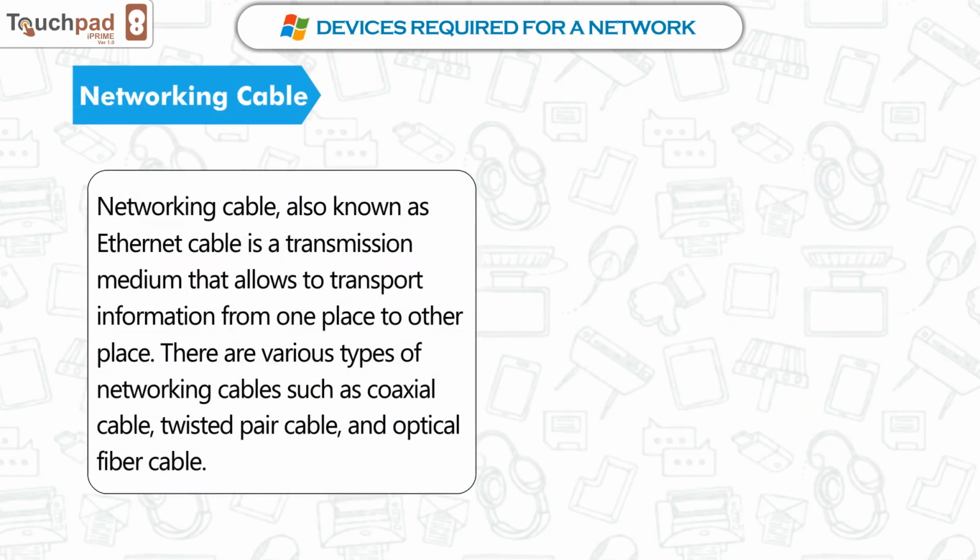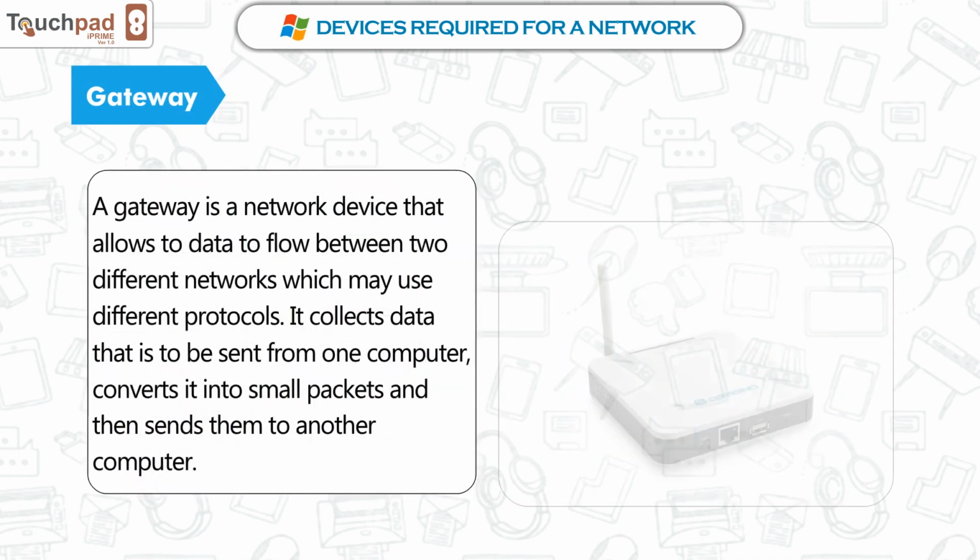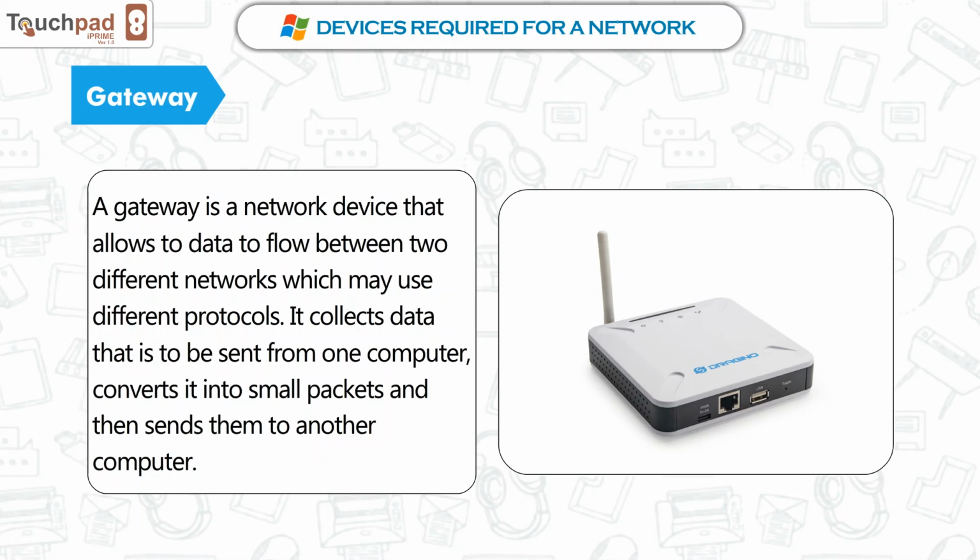Networking cable. Networking cable, also known as Ethernet cable, is a transmission medium that allows to transport information from one place to another place. There are various types of networking cables such as coaxial cable, twisted pair cable, and optical fiber cable. Gateway. A gateway is a network device that allows data to flow between two different networks, which may use different protocols. It collects data that is to be sent from one computer, converts it into small packets, and then sends them to another computer.